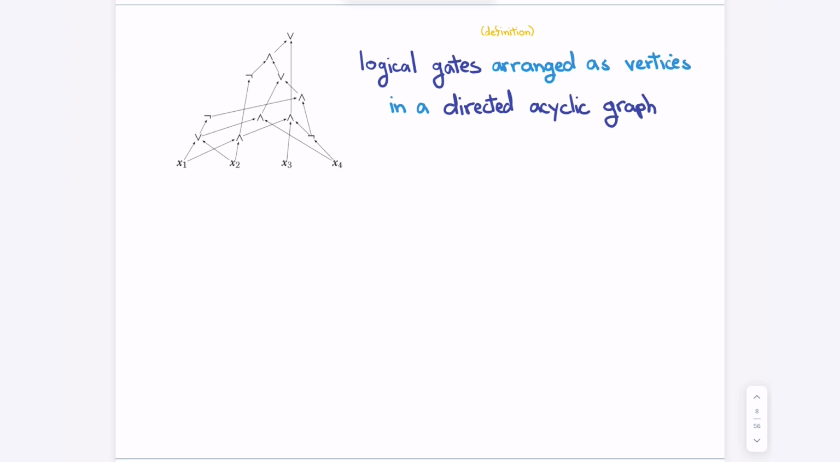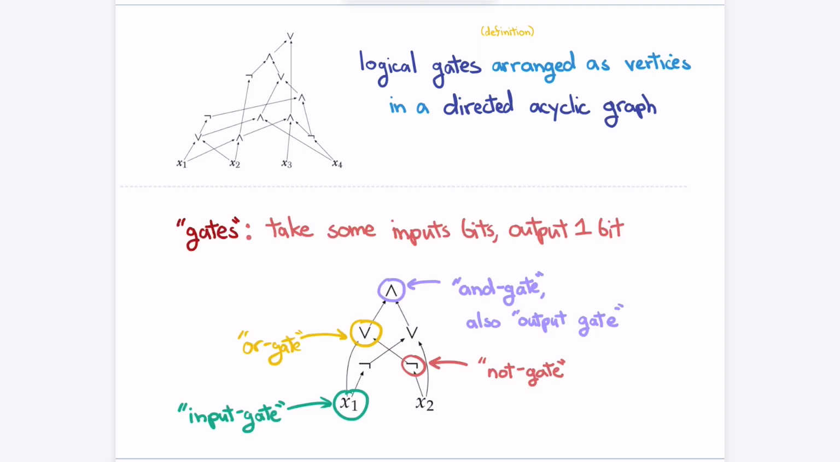Now circuits are always directed acyclic graphs where the nodes are labeled by some kind of logical gate. So and, or, not. These are all your standard Boolean operations.